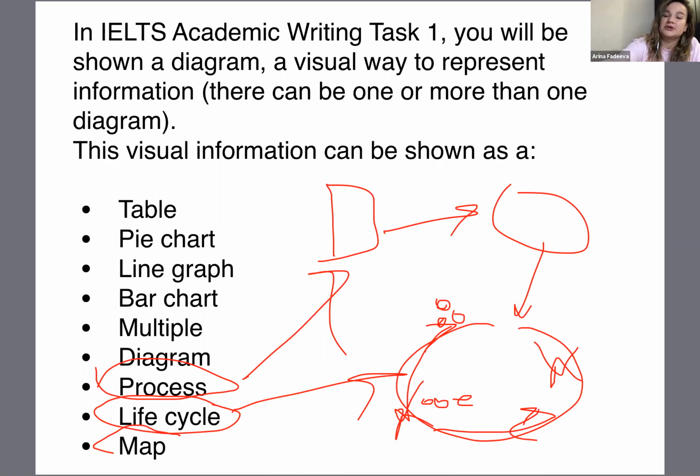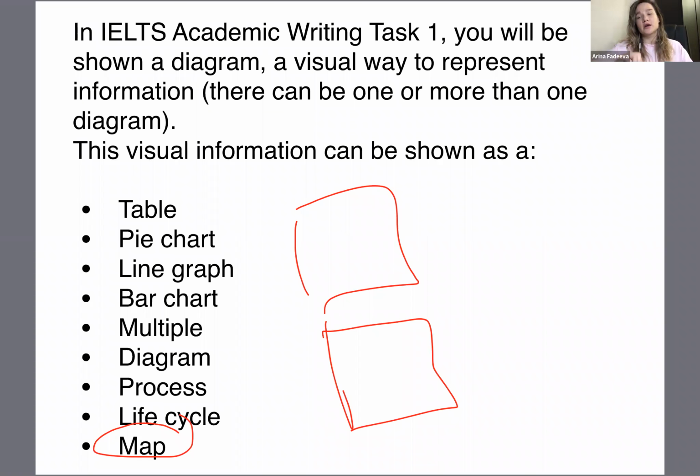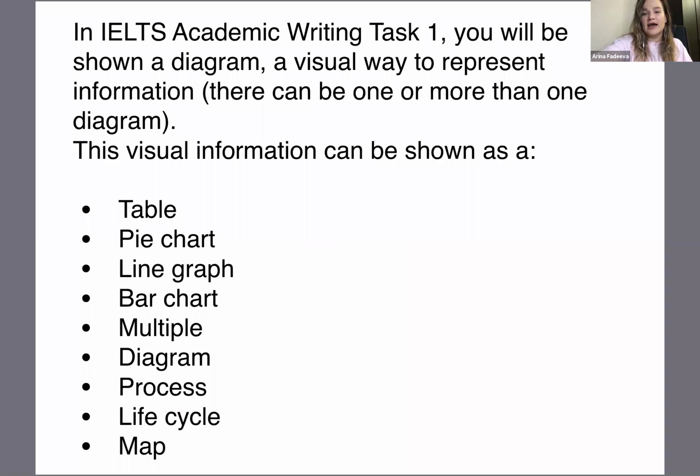Then there are maps. Usually you're supposed to compare a couple of maps. They are different. They can show the layout of some building, or there could be a town center or a city center which is going to be changed in the future, or has been changed until now, so different tenses again. So pretty much you compare what's going on here, how many new buildings they got, or something like that.